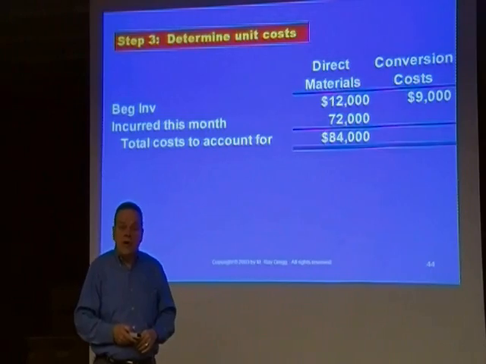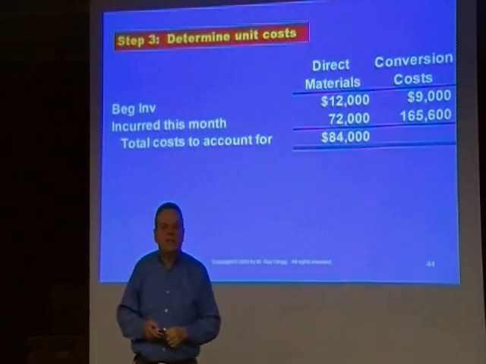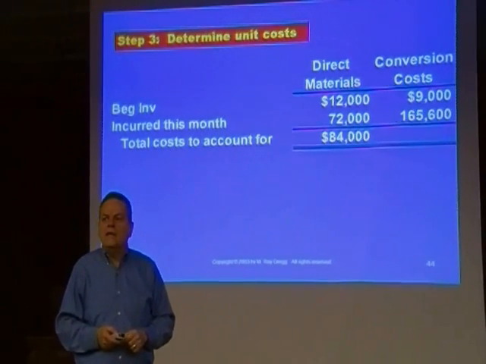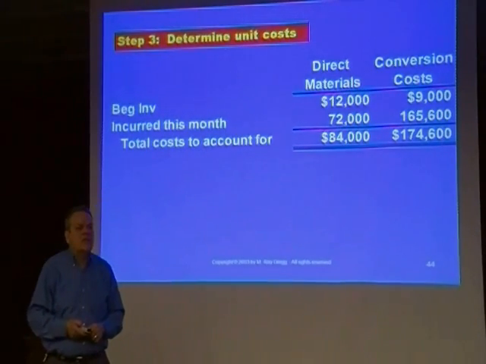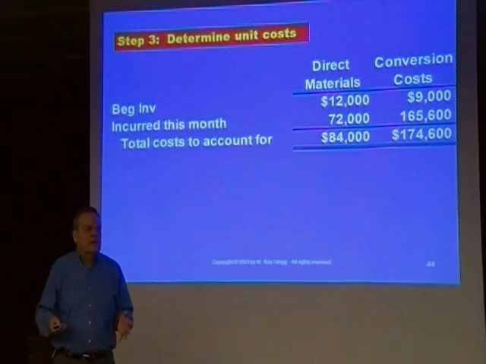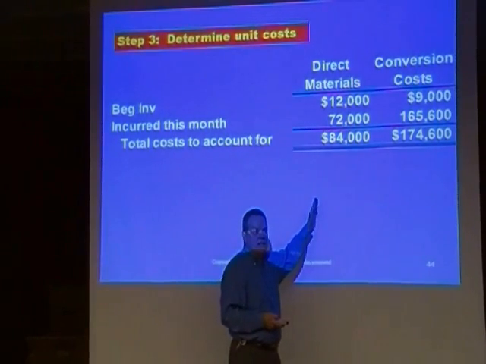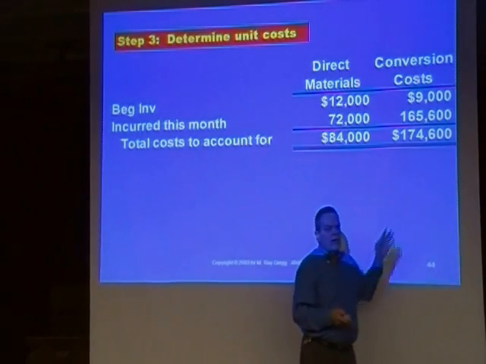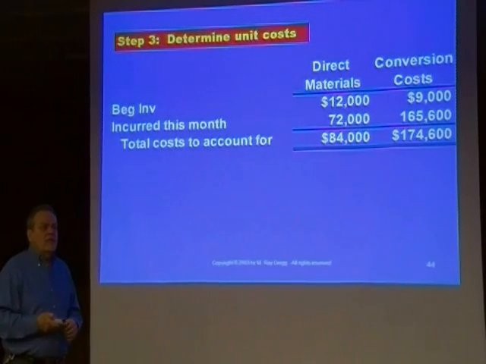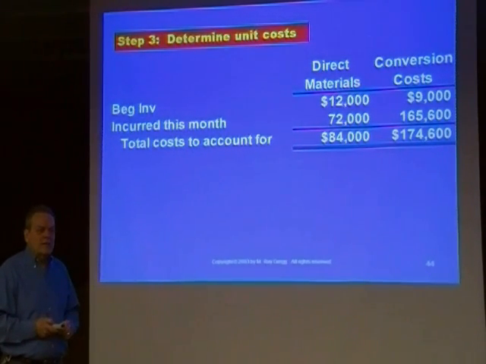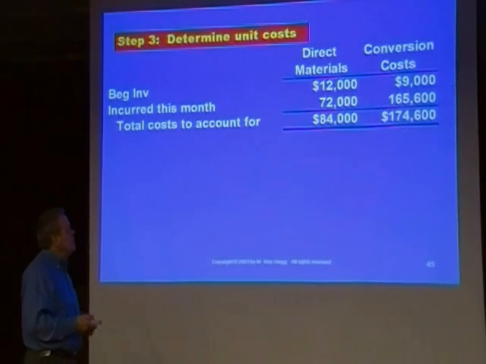This month we added labor and overhead costs and we summed them together and got $165,600 a little while ago. Do you remember that? Yes or no? Mm-hmm. We have incurred a total of $174,600 in conversion costs this month. We're going to make two separate allocations. One for materials because they're added at the beginning of the month. One for labor and overhead because they're added gradually throughout the month. Let's account for these total costs per unit. In order to allocate them, it's easier to allocate them per unit.